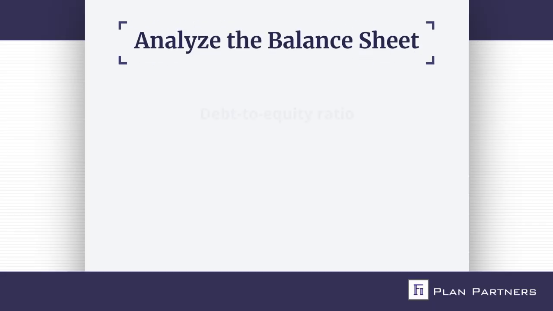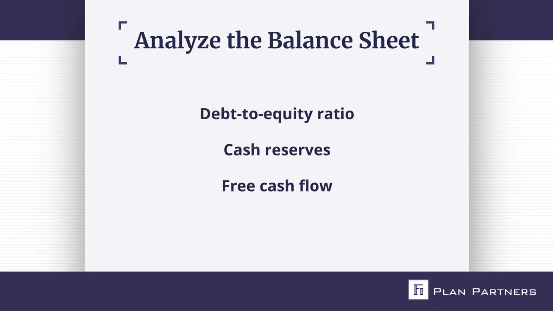The fourth thing we look at, you want to analyze the balance sheet. A company's financial health matters. And so we look at debt to equity ratios, cash reserves, free cash flow. An example is companies like Microsoft hold huge cash reserves, making them financially resilient.